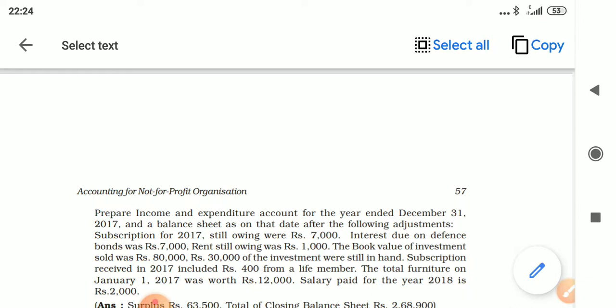Interest due on defense bond was rupees 7,000. Rent still owing was rupees 1,000. The book value of investment sold was 80,000. Rupees 30,000 of investment were still in hand. Subscription received in 2017 included rupees 400 from a life member. The total furniture on January 1st, 2017 was worth rupees 12,000. Salary paid for the year 2018 is 2,000. Okay. Now I'll explain the sum.